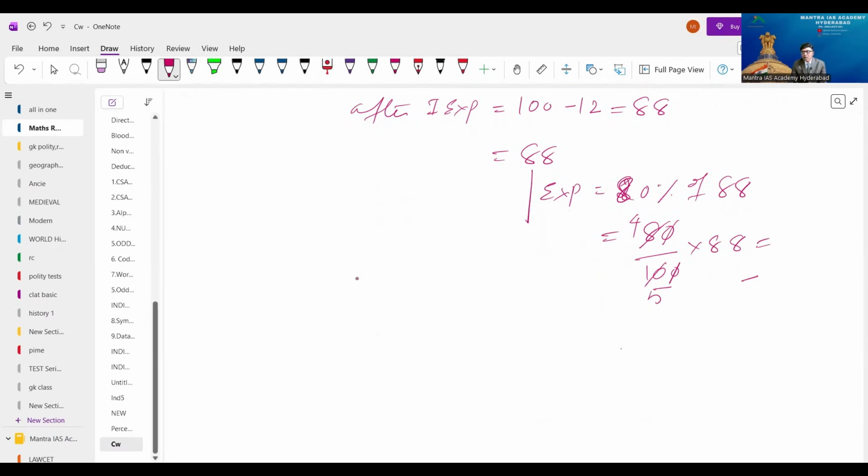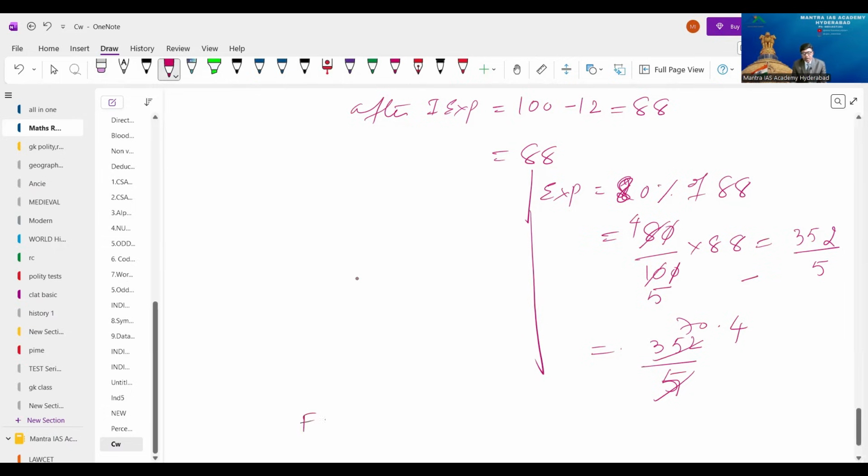But anyhow, I'll do that. 4 8s are 32, 3, and 4 8s are 32 plus 3. 352 by 5, beta. Now observe that 3, 5, 2. I told you it is a calculation-oriented problem. Don't worry, it's very simple. 5 7s are 35, so 70.4. So 70 rupees 40 paisa he has expended out of 88.